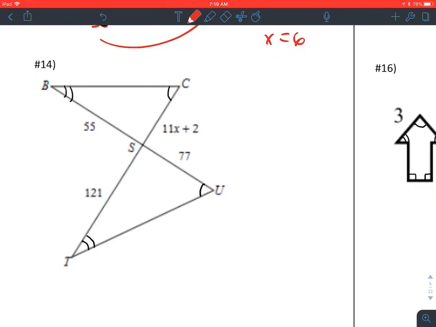Number 14. These are vertical angles, they're congruent. I'm going to redraw this triangle so that the corresponding parts are in the same positions as the top triangle.